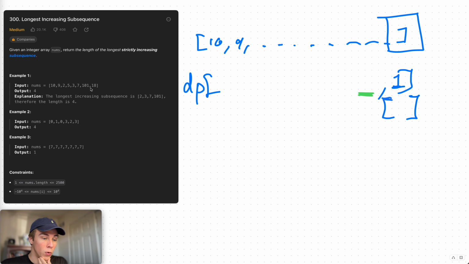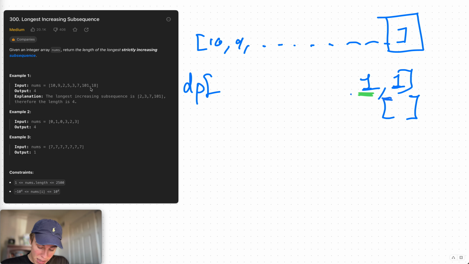We know that 101 is greater than 18, so it can't contribute to the length of the longest subsequence array. But what that tells us is that that is the new starting point for our longest increasing subsequence. So we have a 1 here as well.